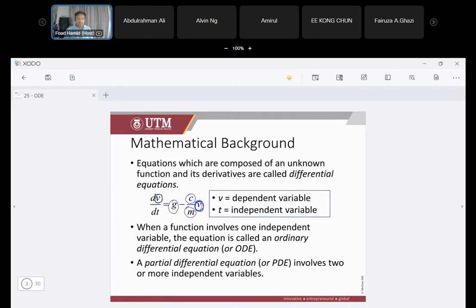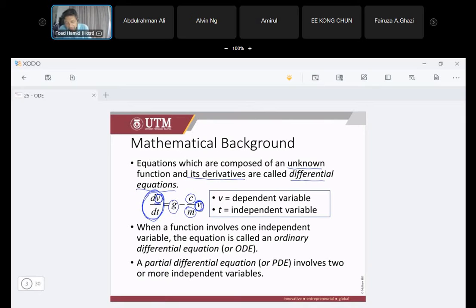So when this unknown appears in two formats, one on its own and one as its derivative, then an equation composed of an unknown function and its derivative is called a differential equation. So this is the differential equation.